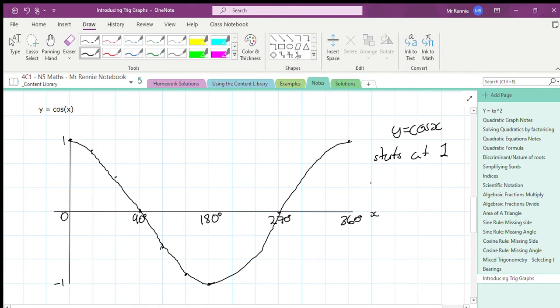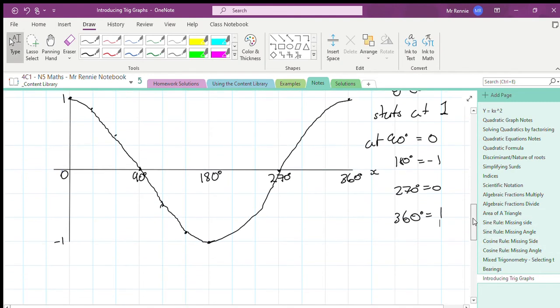At 90 degrees, we are at a value of 0. At 180 degrees, we're actually down at -1, and at 270 degrees, we're back up at 0, and at 360 degrees, we're back at the start of my function, which was back at the height of 1. So those are the key things there.